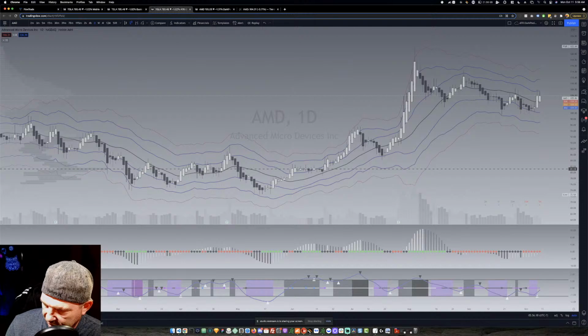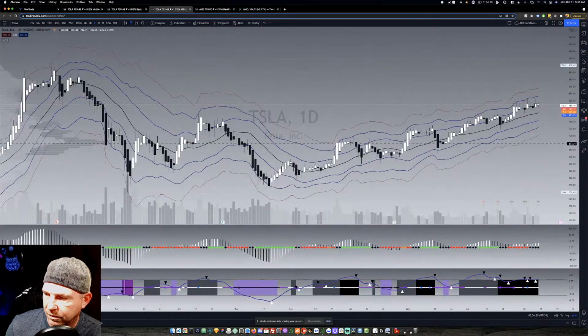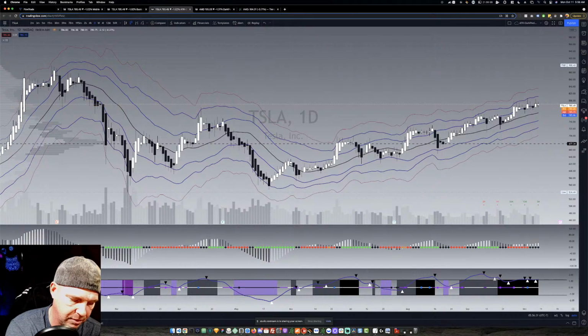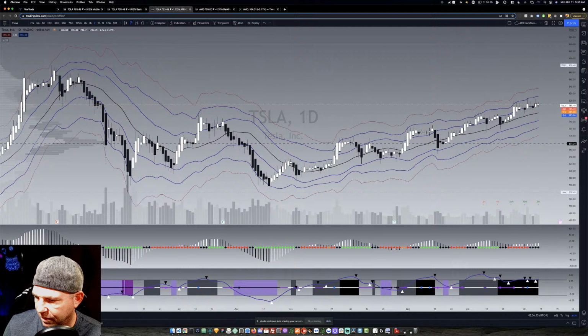Okay, I will also be checking out Baba, Baidu, GM, Disney, APPS. Ooh, APPS. I forgot about APPS. Yes. APPS looks gorgeous. And a $10 gap.